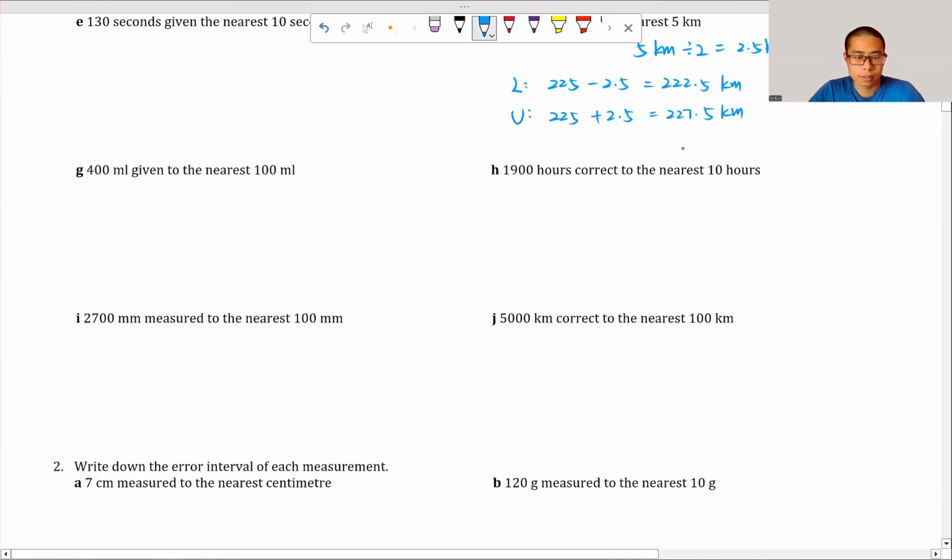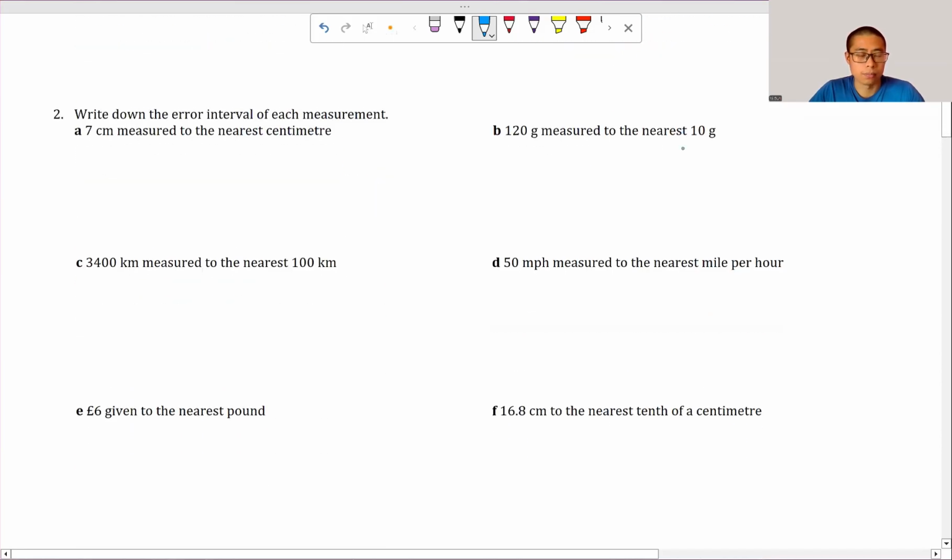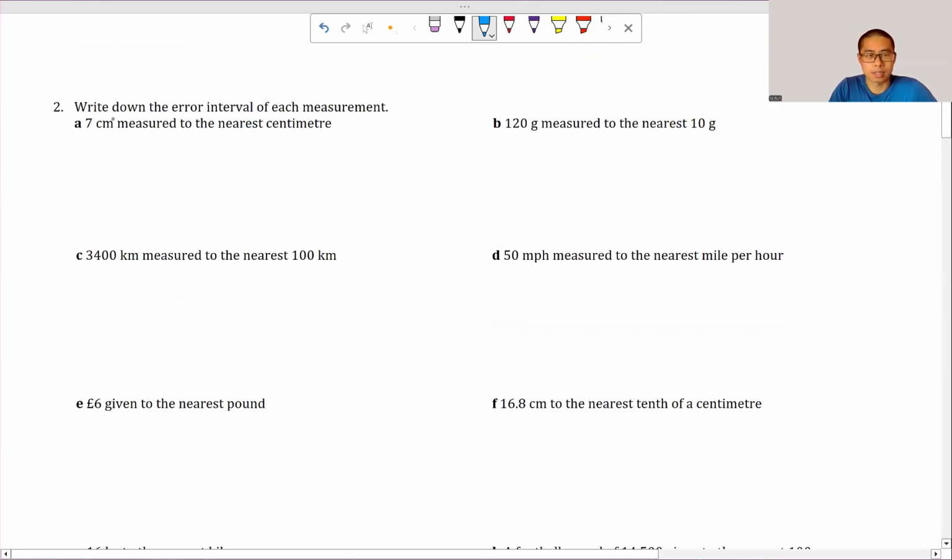Okay, let's have a look at the next question. This one says, write down the error interval of each measurement. They didn't use the phrase upper bound or lower bound, they used error interval. The way to solve it is the same. It's just that at the end, we need to write it in a different form. Let me show you how this works.